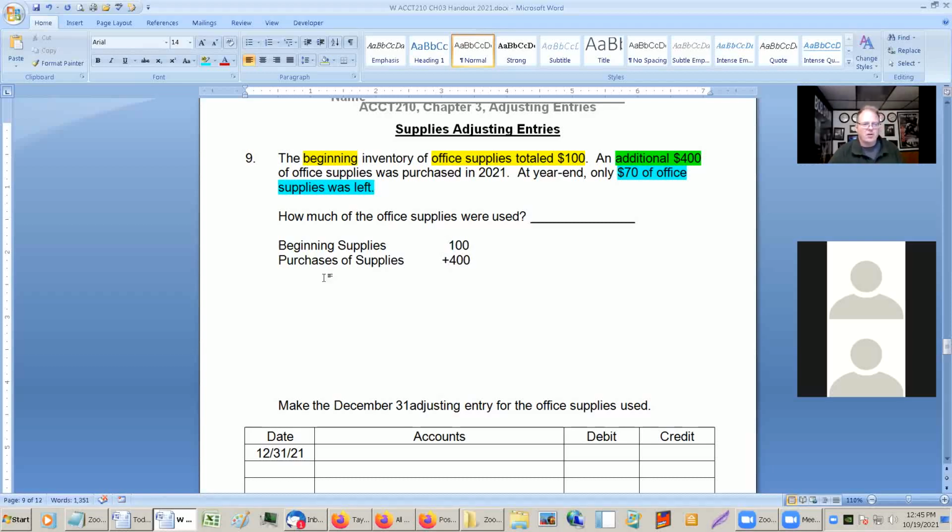All right, and this is one of the accounting terms you'll see sometimes, the supplies available. And we'll do the same thing for inventory. So in other words, what was the most supplies we could possibly use? The most supplies we could possibly use is 500.